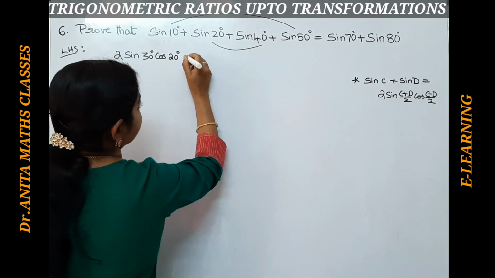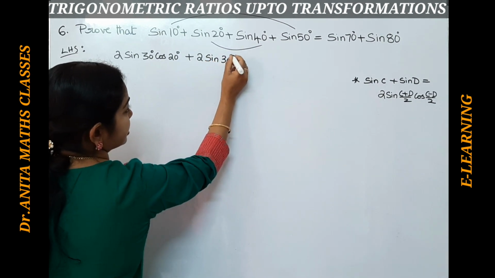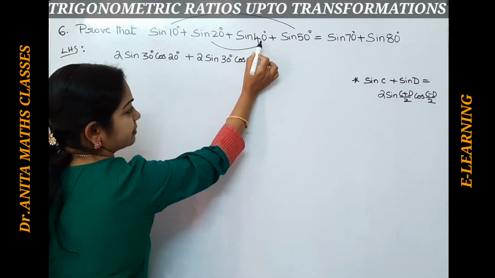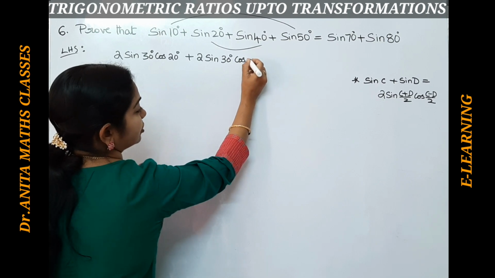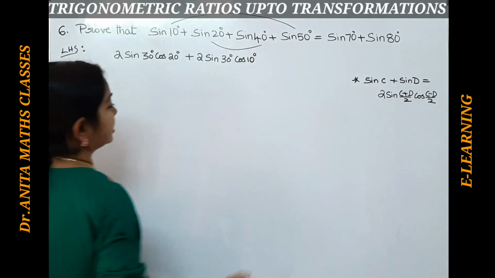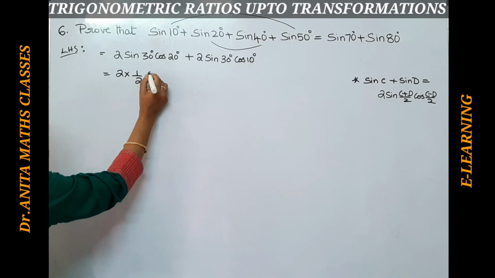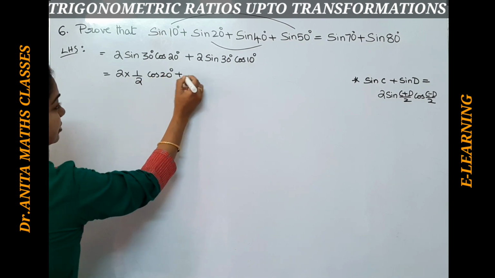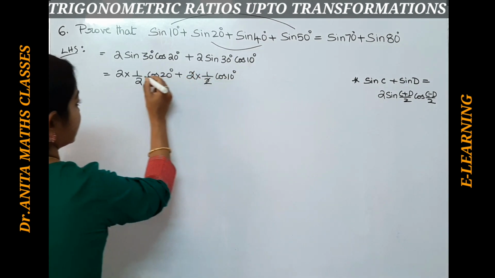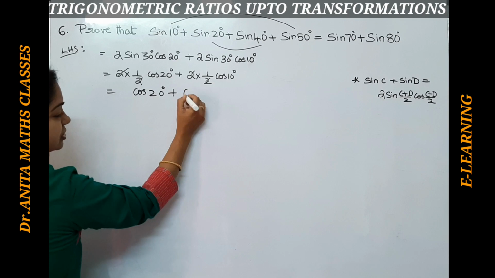Now in a similar way for this also we will do. So this is 2 sine 60 by 2, that is 30 degrees, and cos (20 minus 40)/2, that is minus 20 by 2, so that is minus 10 degrees. So cos of minus is cos only, right? Now this comes to 2 into sine 30, which is 1 by 2, cos 20 degrees plus 2 into 1 by 2 cos 10 degrees. So these cancel off. This becomes cos of 20 degrees plus cos of 10 degrees.